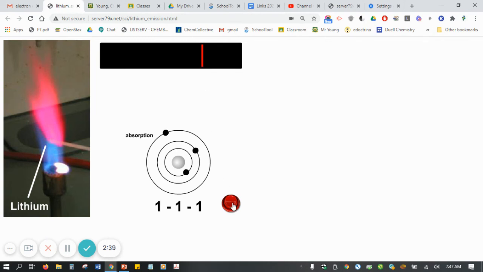Another excitation or absorption could be going from the first shell to the third shell. Then the electron falls back to the ground state by emitting some light in another wavelength. There are other excitations and emissions as electrons go up to the excited state and fall back to the ground state. Every time that happens, they emit a certain wavelength of light. Those wavelengths combine to give the unique flame color or flame test for lithium.